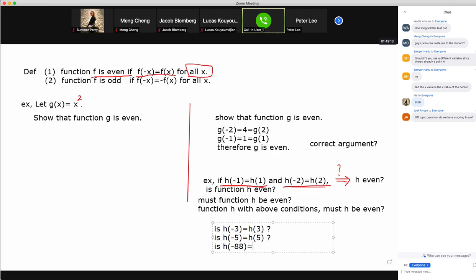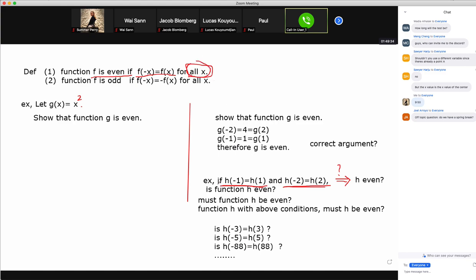And then also, how about, let's say, is h of -88 equal to h of 88? Do you think all of these are true? Now, in order for this h to be even, all of them must be true. And not just these, but for all x. The key point here is to understand this is x right here. It has to be true for all x, not some x.